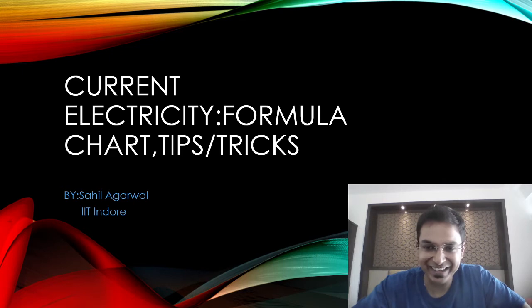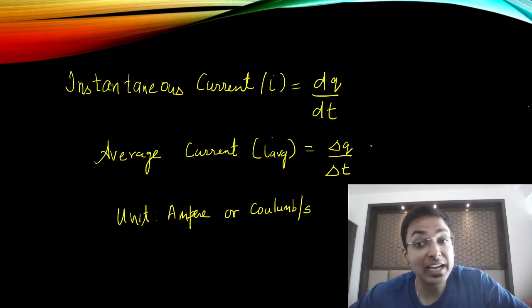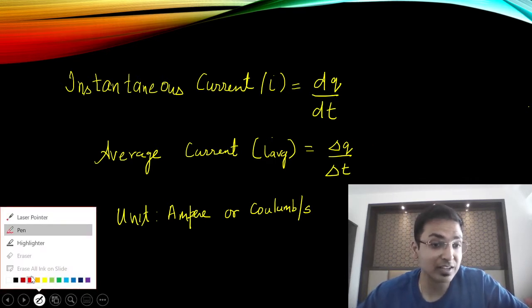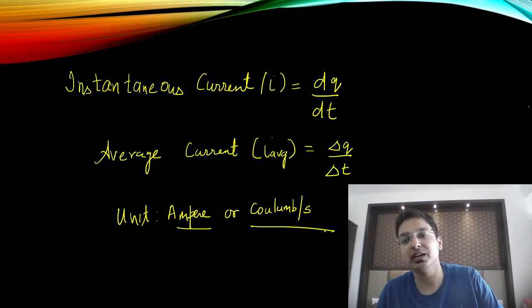Okay, yes, great. So first is instantaneous current. This is dq by dt. Then we have average current. This is delta q by delta t. Remember, average current is delta q by delta t. What is the unit of current? It is amperes or coulomb per second.